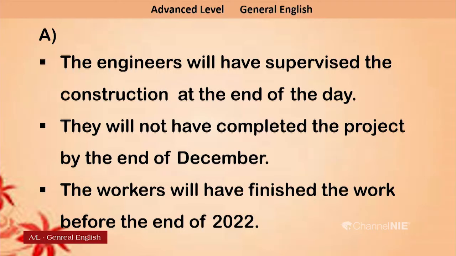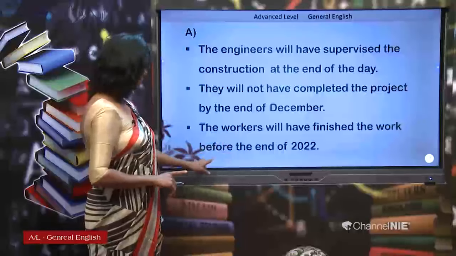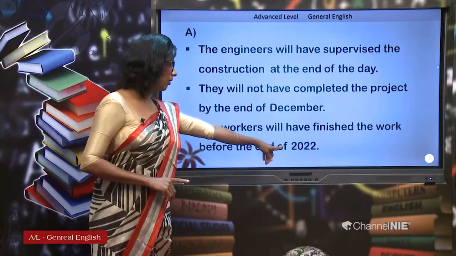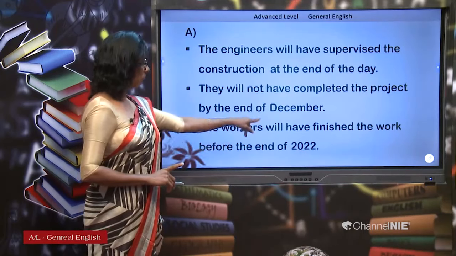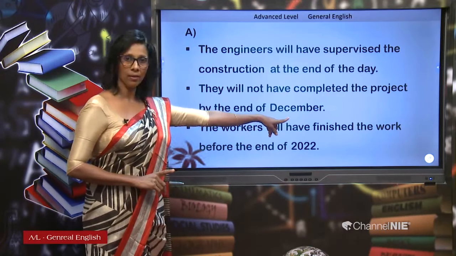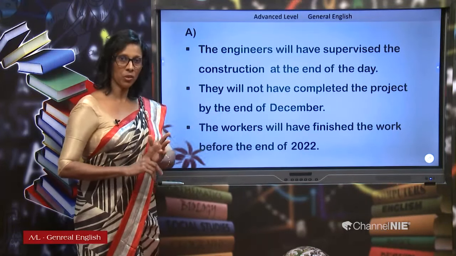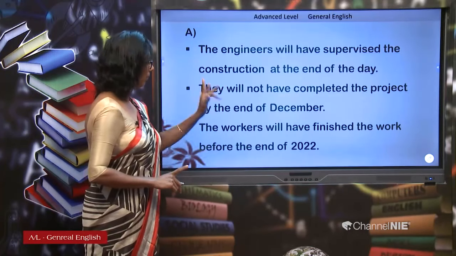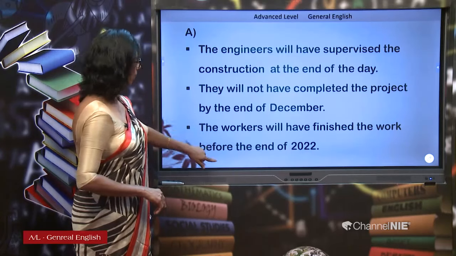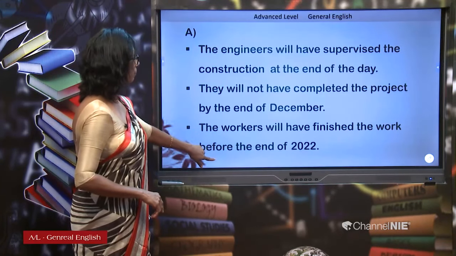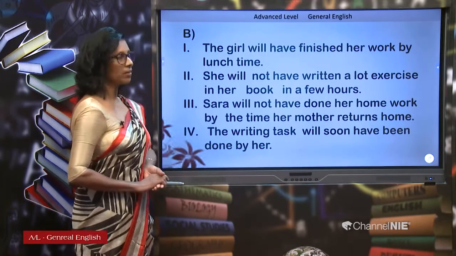What about the third one? The workers will have finished the work before the end of 2020. So, specific time is before the end of 2020. Workers, subject, will have finished. There, the verb is finish, finished is the past participle, right. These are the 3 sentences I have constructed for this, or I have just done those things for you.